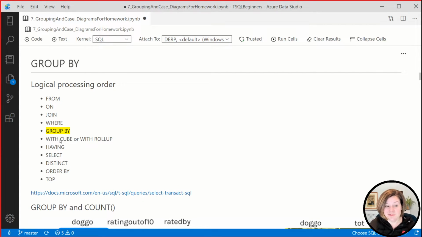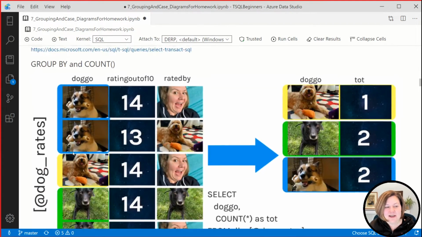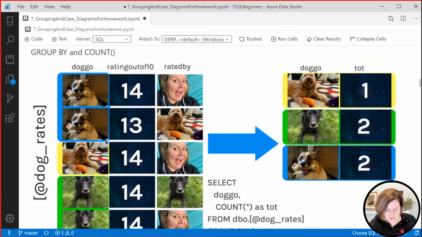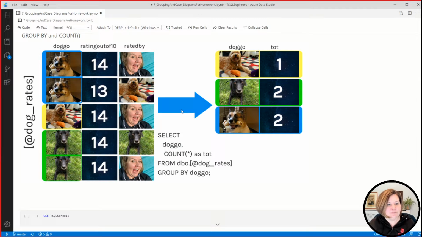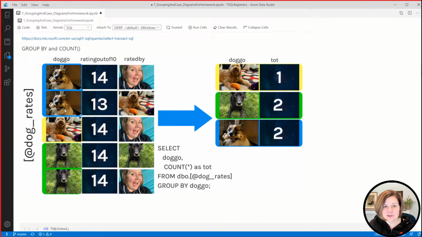All right, so here's our logical processing order. We're first going to do group by, and then we'll be moving on and we will be doing having. So here's a diagram explaining group by and count. Let's see if we can get our zoom to fit everything on the screen. That would be cool. This is the representation of the data in the dog rates table over here. And we've got the query in the middle. So we are selecting the doggo and then the count star. We are aliasing the count. This is a function, the count function. It's saying count all of the rows. We're aliasing that as tote.